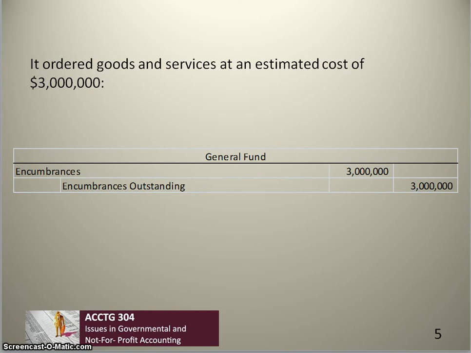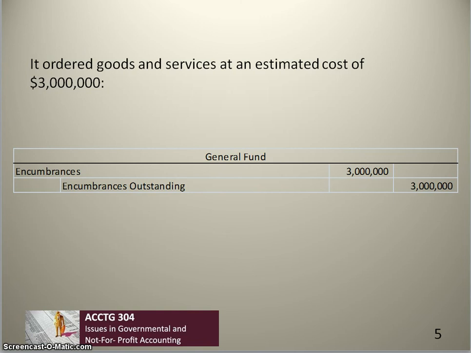Okay, now the next thing it did was it ordered some goods and services at an estimated cost of $3 million. Now it hasn't received the goods and services yet. It hasn't been billed for the goods and services yet. It hasn't used the goods and services yet. It hasn't paid for the goods and services yet. So in no way does this action constitute the recognition of an expenditure. So we cannot yet recognize an expenditure for these goods and services.